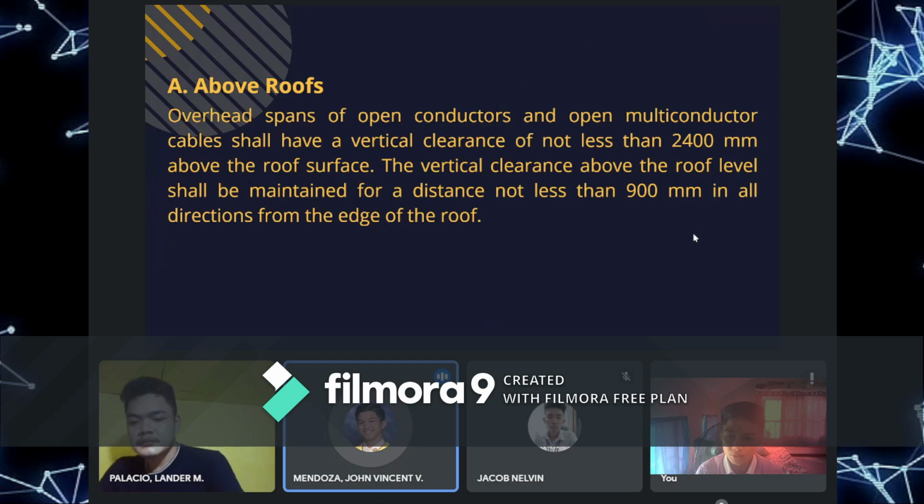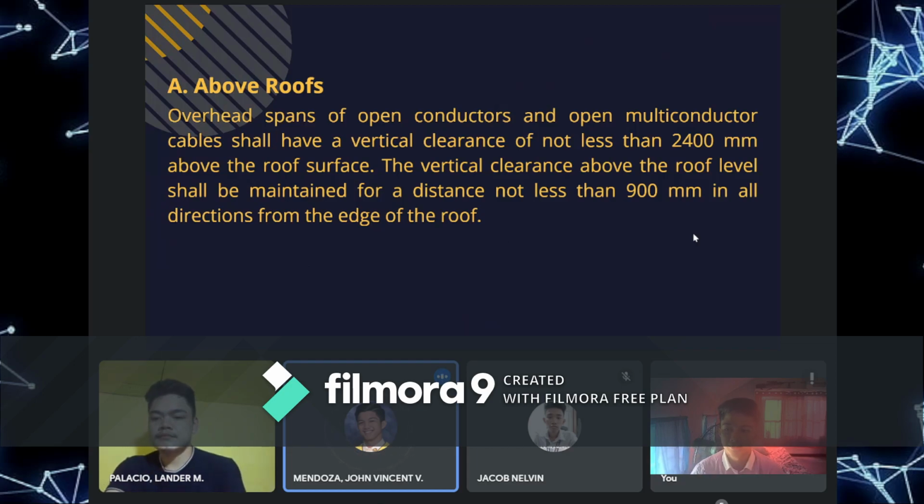So, sa above roofs, kailangan yung distance between the roof and yung wire ay dapat not less than 2,400 millimeter. Kasi over time, dahil sa heat or sa weather, humahaba yung wire natin. Lulundo siya, kaya dapat malaki yung allowance between the roof and sa wire. At sa perimeter naman ng roof, dapat siya ay not less than 900 millimeter ang distance.